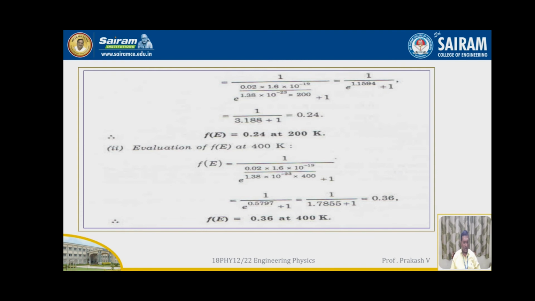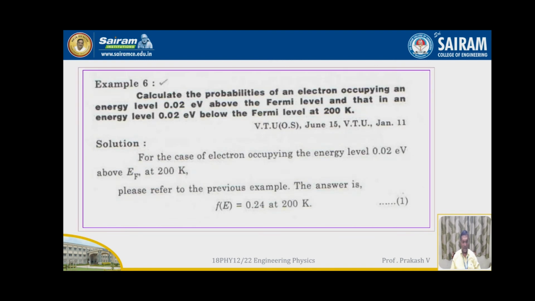Now let us take up example number 6. Calculate the probabilities of an electron occupying an energy level that is 0.02 electron volts above the Fermi level, and that in an energy level 0.02 electron volts below the Fermi level at 200 Kelvin. So this is the problem given. The solution is, for the case of an electron occupying the energy level 0.02 electron volt above the Fermi level EF at 200 Kelvin, the answer is found to be f of E is equal to 0.24.